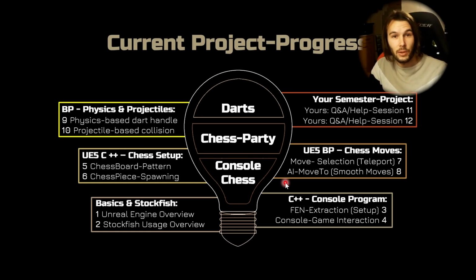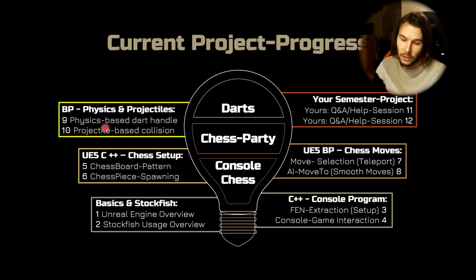Let's take a last quick look at our current project progress. As I mentioned, we already finished the chess part, so our 3D chess game, and we also advanced into the physics-based dart handle part. You know now how this works, and today we will have a look at projectile-based collision, where we will actually fake everything we've learned the last time.